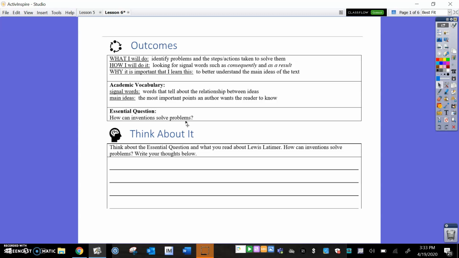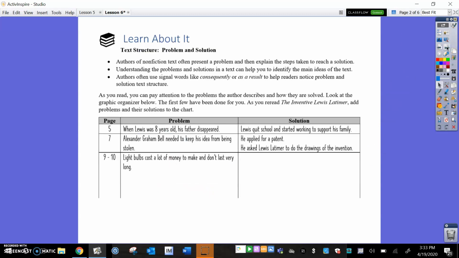So this one is kind of a thinker, but write it down. How can you use Lewis Latimer's invention or something else that you know about? How can a certain invention solve a problem? Go ahead and write or talk about it. Okay, now to the learning part.